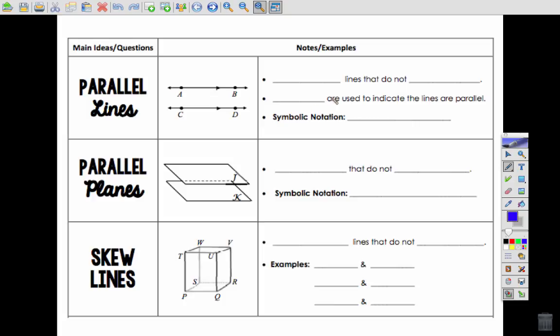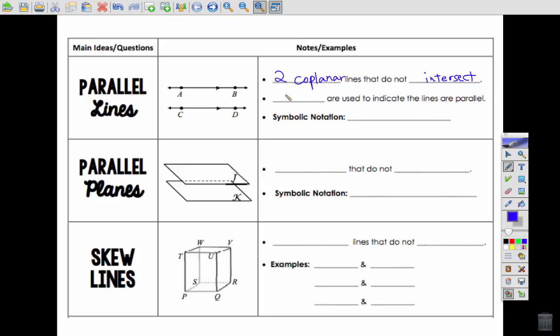Parallel lines. Parallel lines are two coplanar lines that do not intersect. Remember the word coplanar. So it's two lines that do not intersect each other, and these two lines have to be coplanar, meaning they're on the same plane.